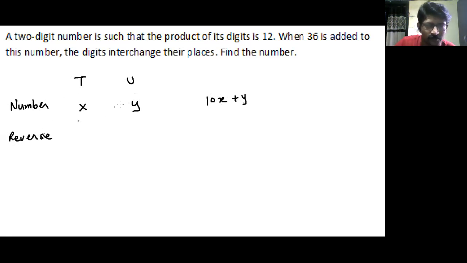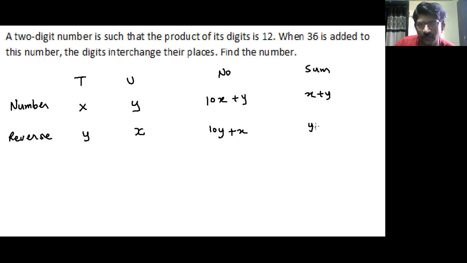If they are reversing, what does that mean? Reversing means the unit digit will go in the tens place and the tens digit will go to the unit place. So the unit digit will be multiplied by 10. So it will become 10y plus x. These are the numbers. Okay. And what will be the sum of the digits? The sum of the digits is x plus y. I hope you understood. Or else y plus x.